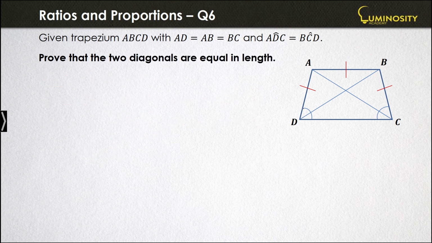Next, you want to prove that the two diagonals are equal in length. So what are we required to prove here? RTP, that the diagonal AC equals the diagonal BD. Okay, so let's try and write out a proof.